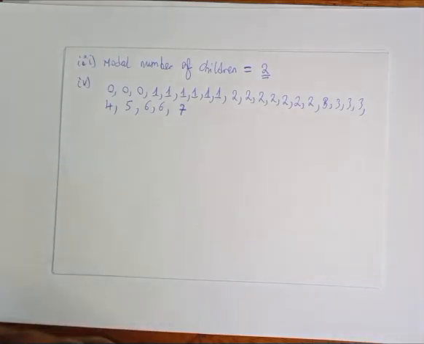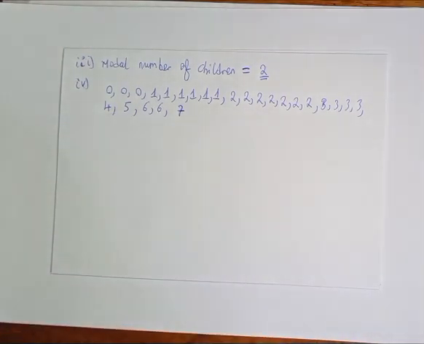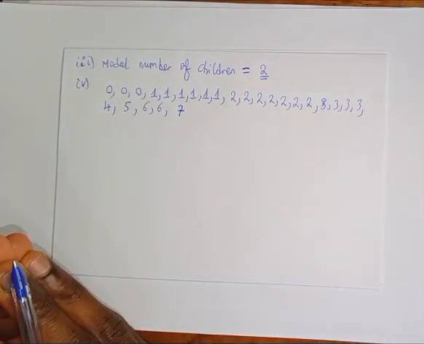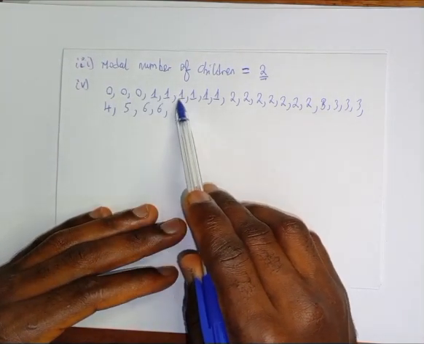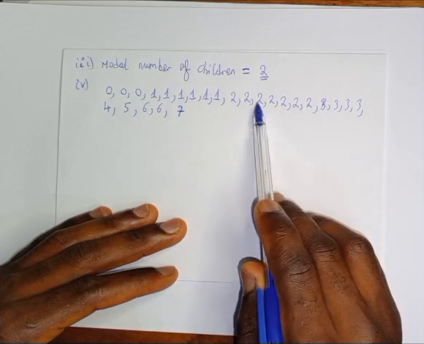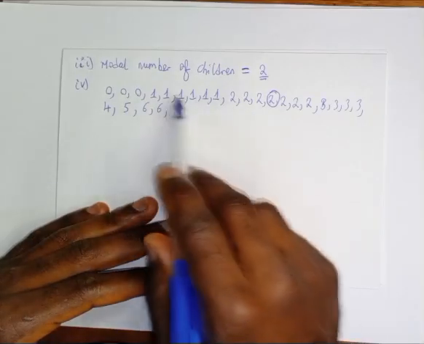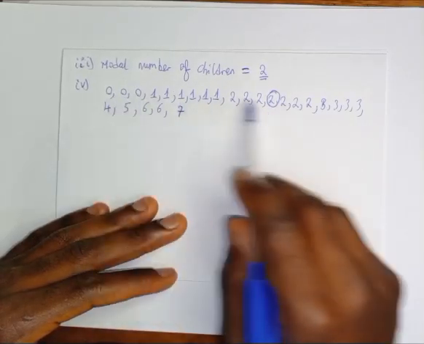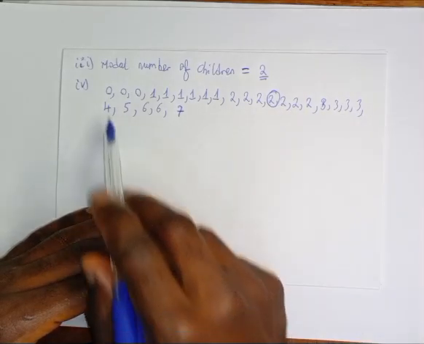We know there's 25 workers. In this case, for us to get the median, which is the middle number that divides this data into two equal halves, the median will be at the 13th position. We are going to count 1, 2, 3, 4, 5, 6, 7, 8, 9, 10, 11, 12, 13. So this is our median. If we count below our median, we are going to have 12 numbers, and if we count above, we are going to have 12 numbers.